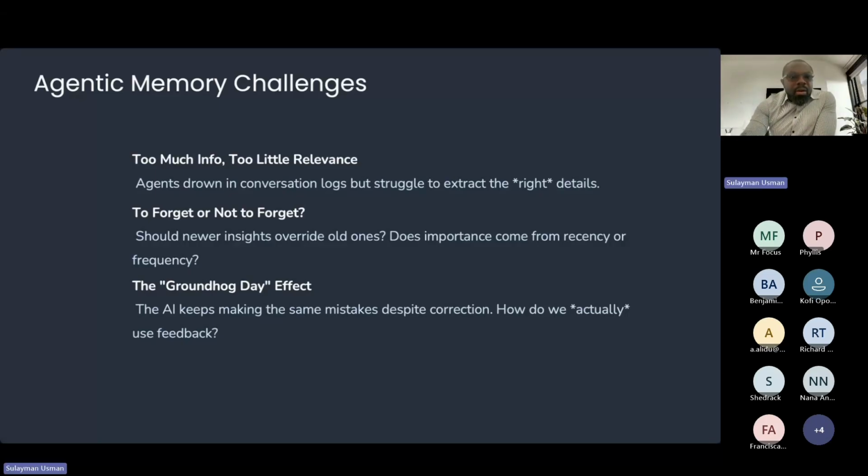Then we have the Groundhog Day effect. The AI keeps making the same mistake despite correction. How do we actually use feedback? So basically, you're supposed to have the feedback loop that goes back into, let's say, a learning process. When something happens, the system is supposed to take that result back and then relearn or adjust accordingly. So that's the feedback process. So that's also another issue when it comes to memory.